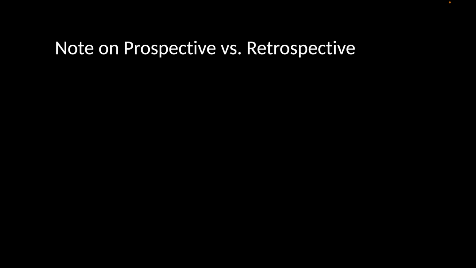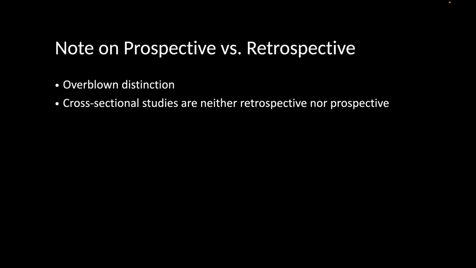Now, a brief note on another concept in observational studies and randomized trials, which is the idea of prospective versus retrospective studies. And I think this is an overblown distinction that people get hung up about. But in general, cross-sectional studies are neither retrospective nor prospective, because remember, they're just a snapshot in time of a single moment where you measure the exposure and the outcome at the same time. So there's no time feature at all to a cross-sectional study.